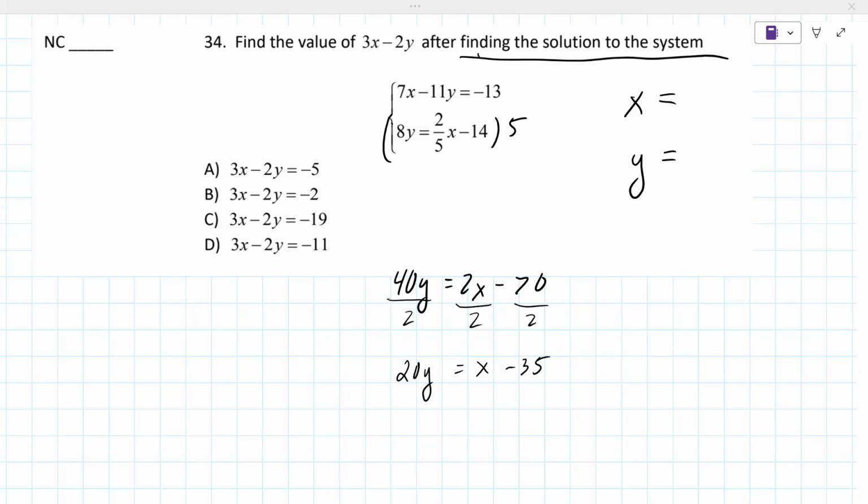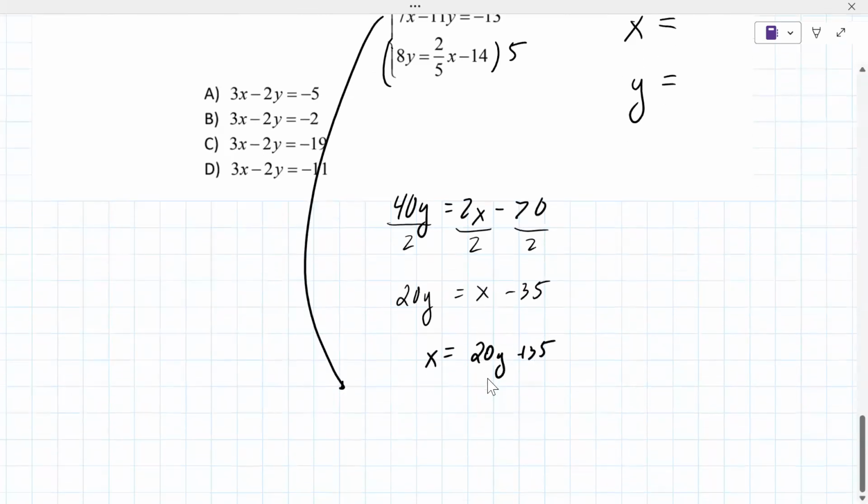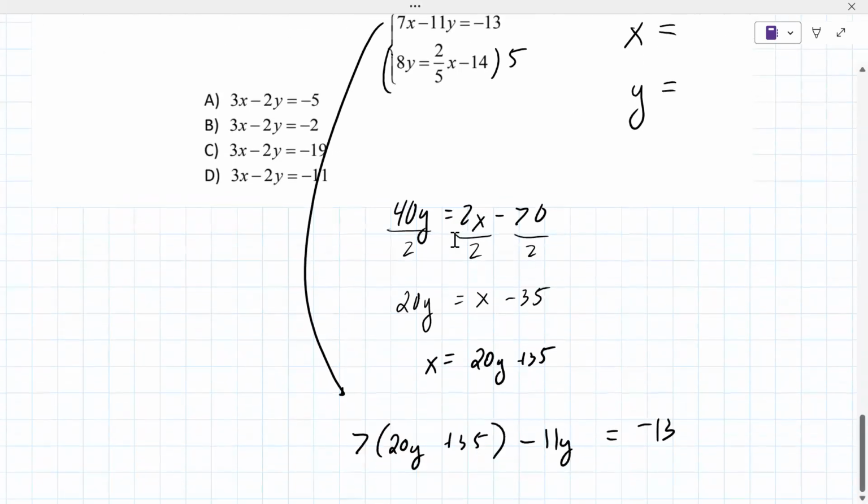I got 248 over 151 for y. Okay, it does work out nicely. Did you solve this for x? Yeah, so x is 20y plus 35. So this becomes 7 times 20y plus 35 minus 11y equals negative 13. Is that what you have so far?